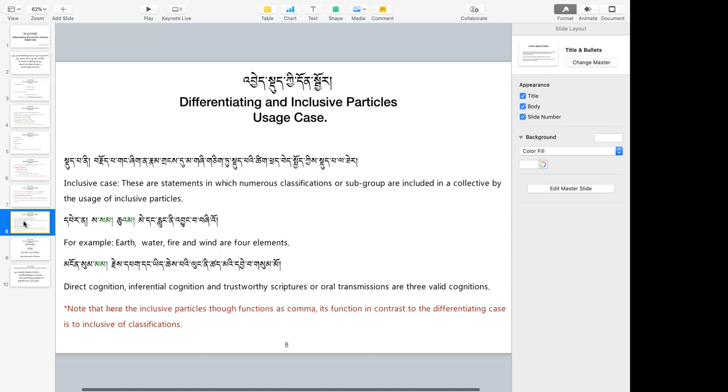Depending on the usage case, of course, the particles themselves don't have a meaning by themselves. These are not words which are capable of providing meaning by themselves, like names and certain types of words, like the action words. These are more like companion words, connective particles, which come under the bound morphemes. So they do not function in order to provide a meaning by themselves. Okay, so this is the usage case of the differentiating and inclusive particle.